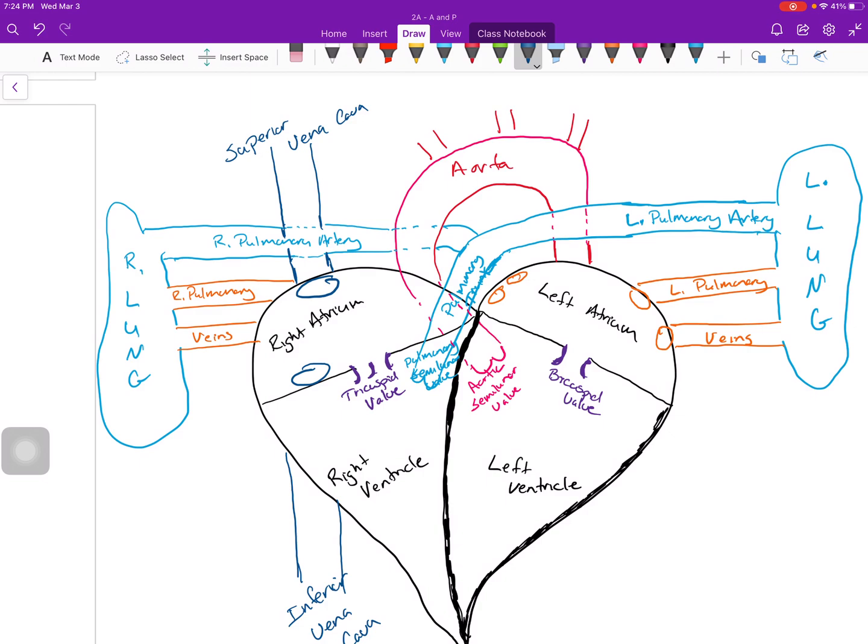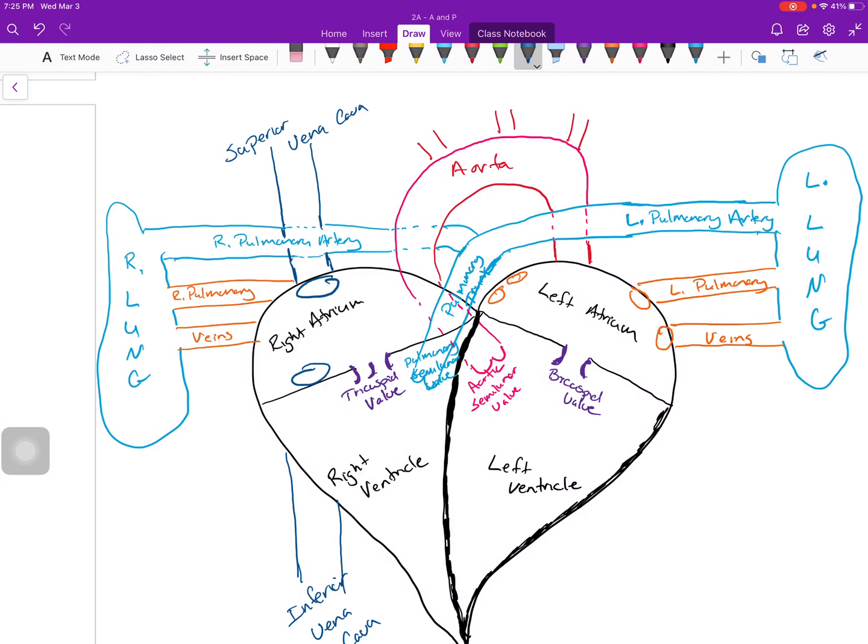The aortic semilunar valve branches up into the aorta, which goes up and arches over to the left, going behind the pulmonary artery and then behind the left side of the heart. Coming back from the lungs, I have my two left pulmonary veins and my two right pulmonary veins. And then blood flow into the right atrium is from the superior vena cava and the inferior vena cava. So that's just a 2D way to draw your heart.